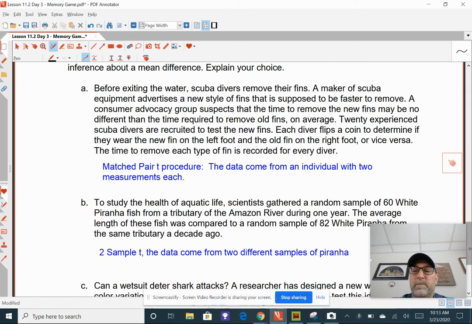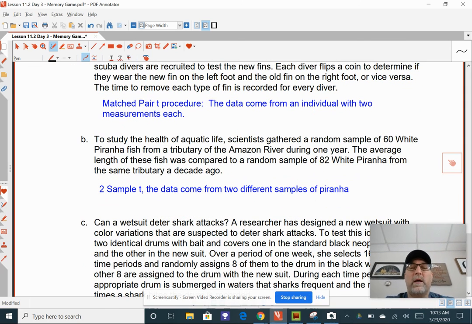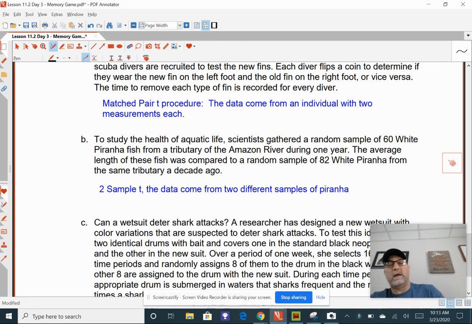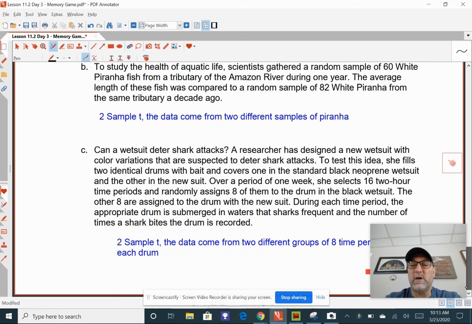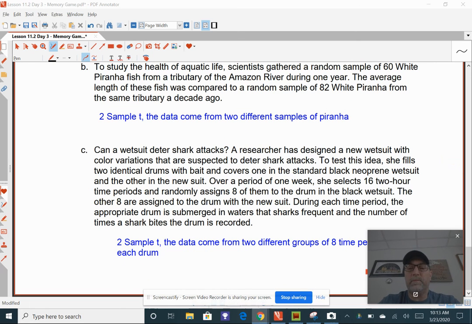Number 2, or B, study the health of aquatic life. Scientists gather random samples, 60 white piranha in the Amazon River and 82 white piranha from the same river a decade ago. So here we're talking about two different groups of piranhas. So that would be a two sample t. And then the last one with the wetsuits and the sharks. Once again, this is two 8-hour time periods, so two different groups of 8-hour time periods with each type of drum. So once again, that's a two sample t.